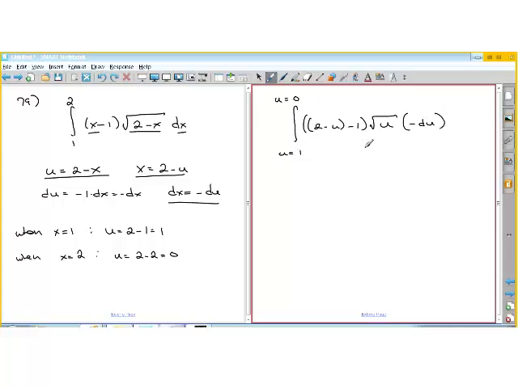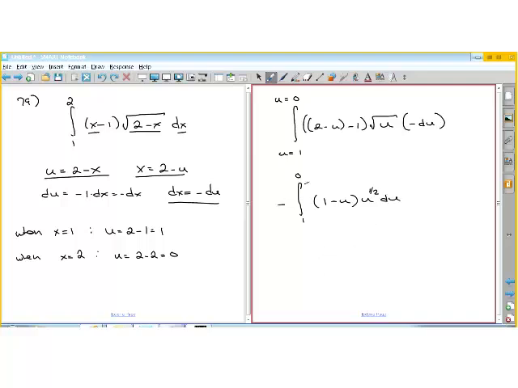So what can we do? Well, we can factor out a negative sign. The term in the parentheses here is going to be 2 minus 1, which is going to be 1. And then we have negative u left over. And then we're going to have u to the 1/2 power times du.